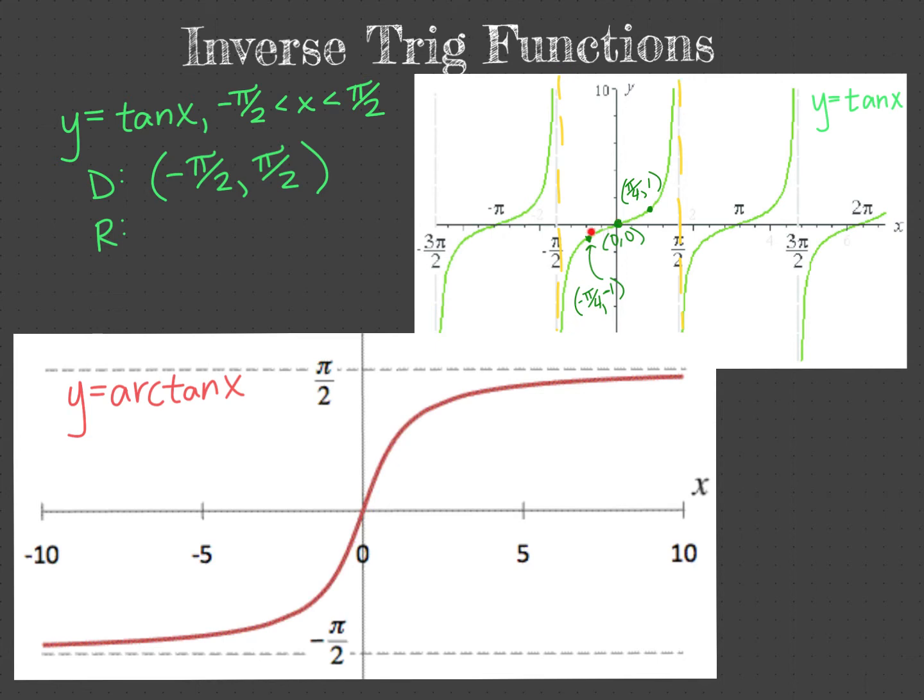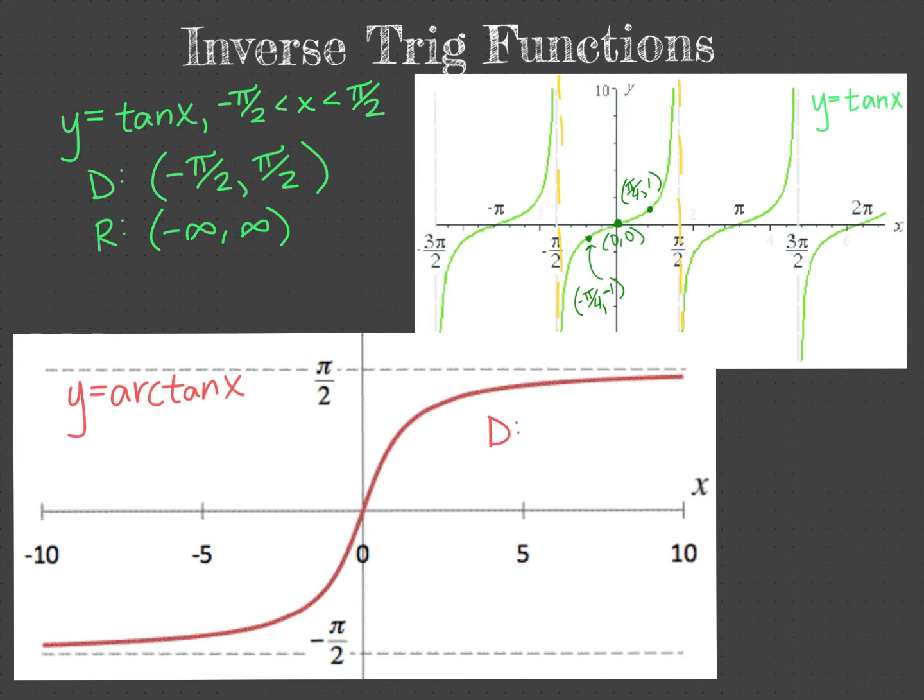The tangent function goes down to negative infinity on this side, and as we approach pi over 2 from the left, our function goes to positive infinity. So our range is actually all real numbers, which we can write in interval notation as such. Now, as we can see by now with this pattern, our domain and range for the arctan should just be swapped. So let's be sure that that is the case.